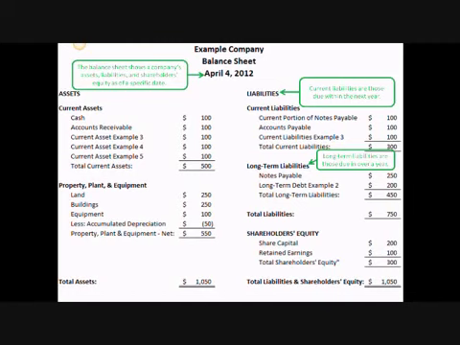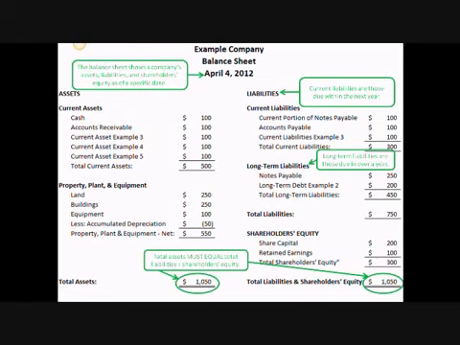The total assets and total liabilities plus shareholders' equity must equal each other. So, if you create a balance sheet and these two numbers don't match, you've made a mistake somewhere and need to go back and check your work.